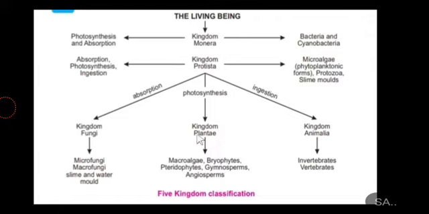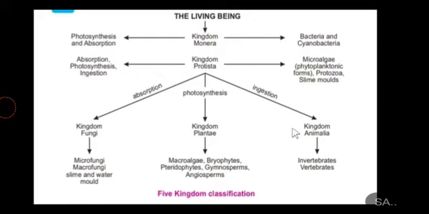Now we'll see kingdom Plantae. One thing more, these kingdom fungi organisms were actually multicellular. Now kingdom Plantae organisms were also eukaryotes, so their cell structure was eukaryotic, and they were multicellular. The mode of nutrition was photosynthesis, so they were autotrophs, and they included macroalgae, bryophytes, pteridophytes, gymnosperms, and angiosperms.